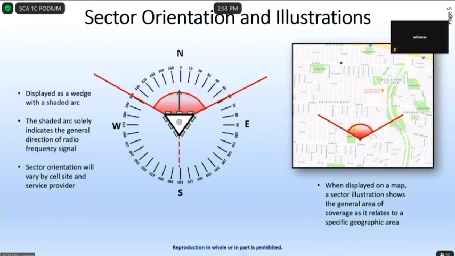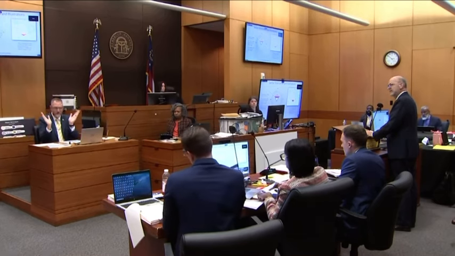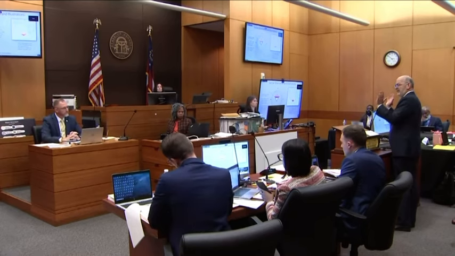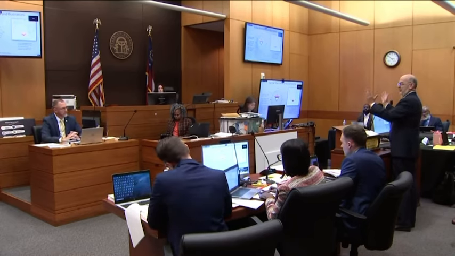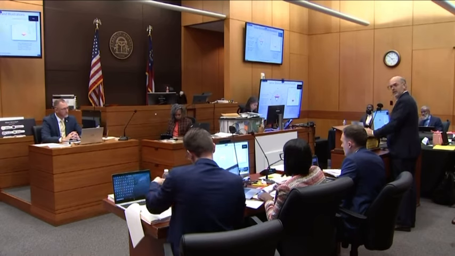And you state the shaded arc solely indicates the general direction of radio frequency signal, correct? That's correct. Because those edges you show there, while in the illustration they seem to be a hard edge, that's kind of theoretical. They're not exactly a hard edge. Is that correct? That's correct. There's no line painted on the concrete that says at this point you're going to switch from this sector to this sector. It's kind of fuzzy at the boundaries. It could be 118 degrees. It could be 123 degrees. It could vary. Right, because even if you have a directional antenna, the radio signals don't just hard cut off at a certain point or necessarily extend exactly to that point, right? That's correct. Okay, we can take that down. Thank you.